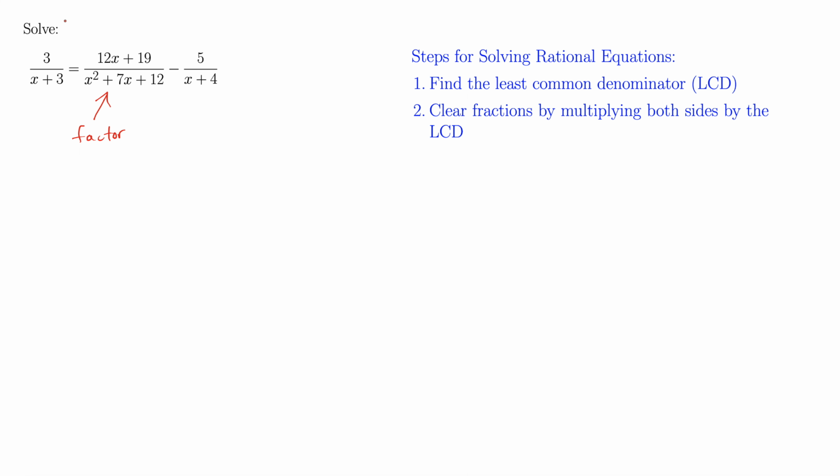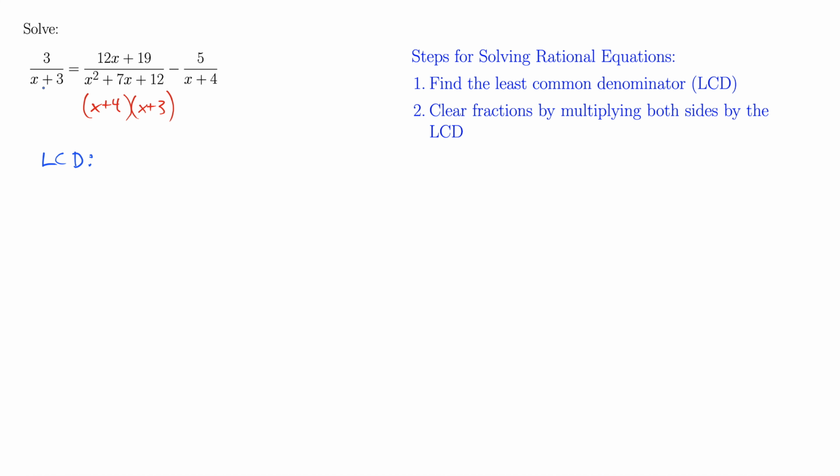Okay, so let's do it together here. I noted that we should factor that, so let's go ahead and factor this right now. Can we factor this? We want two numbers that multiply to 12 but add to 7. How about 4 and 3? Plus 4 and plus 3. Now we can move on to our LCD, the least common denominator.